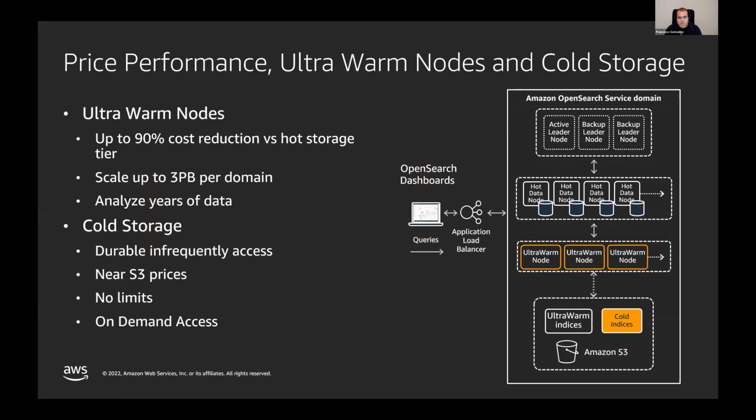So ultra-warm nodes provide you with up to 90% cost reduction, and use S3 and a sophisticated cache solution. It only supports reads in S3, so if you need to write, it will automatically return the index to hot storage. It still has the 3 petabyte limitation, and it has less query performance compared to hot nodes. But the great benefit is that it is transparent to your application and users, so they only see a very small decrease in performance.